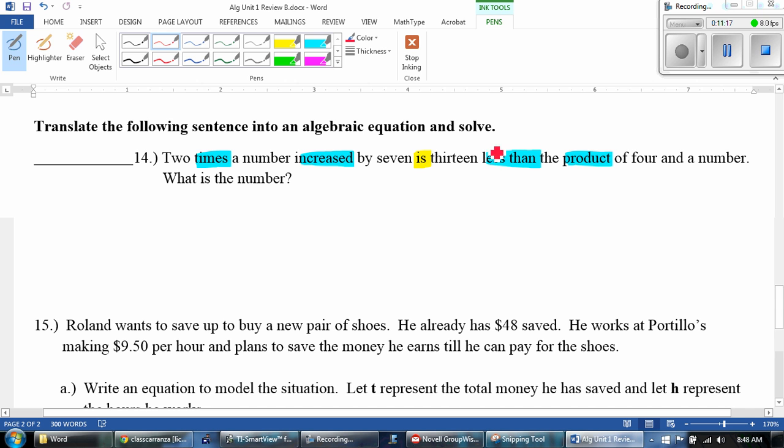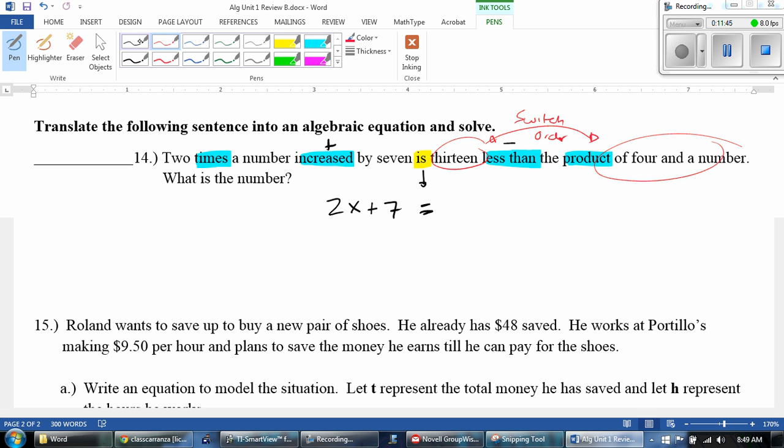So couple key things: right there, that is where our equal sign goes. 2 times a number, so 2 times a number increased by 7. Remember, increased means add. Less than means subtract, but I have to do something with these guys, and I have to switch the order. Okay? So the 4 times a number comes here, minus 13. So we get 2x + 7 = 4x - 13.